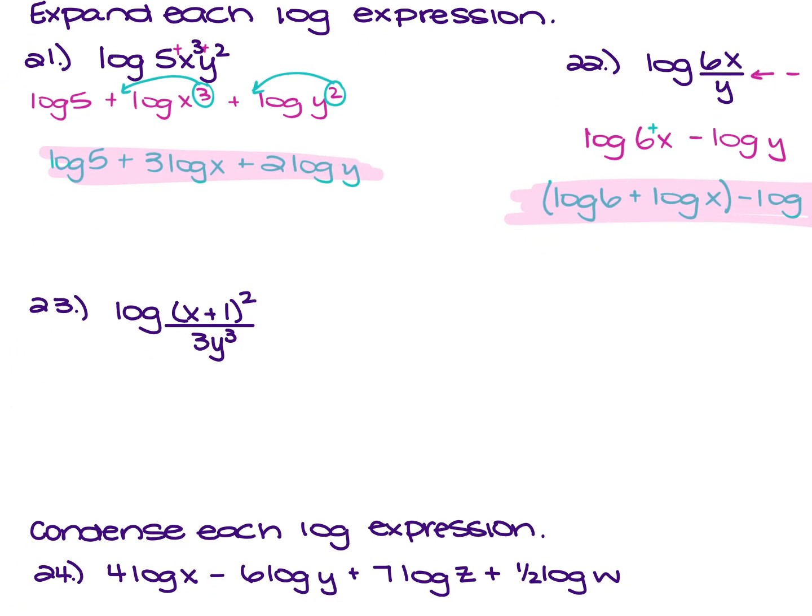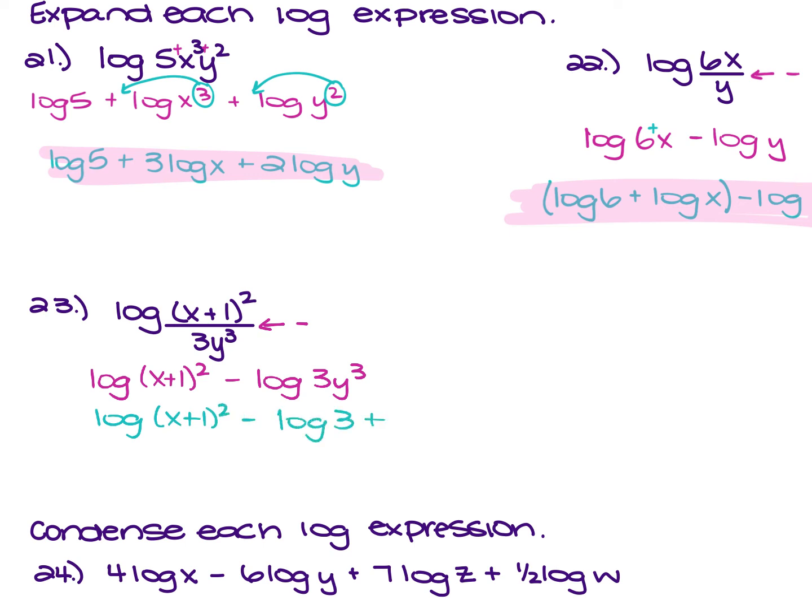For 23, you have the log of (x plus 1) squared over 3y cubed. Again, separate that division first. That's going to give you the log of (x plus 1) squared minus the log of 3y cubed. From here, you can separate the 3 and the y cubed with addition. So it's going to give you log of (x plus 1) squared minus the log of 3 plus the log of y cubed.